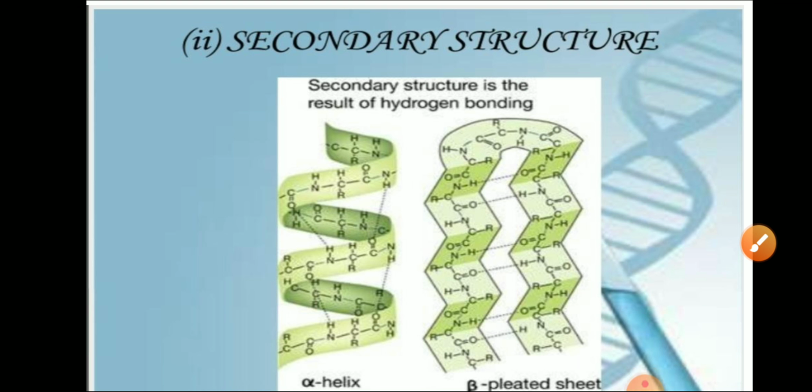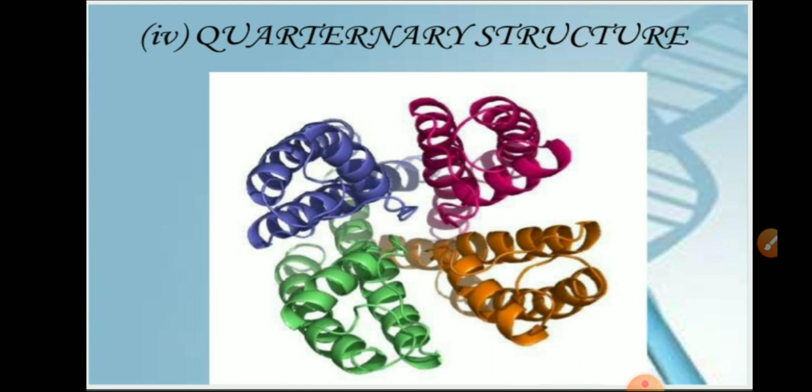Secondary structure. The secondary structure is a result of hydrogen bonds. It exists in two forms. One is alpha helix and the second is beta pleated sheet structure.